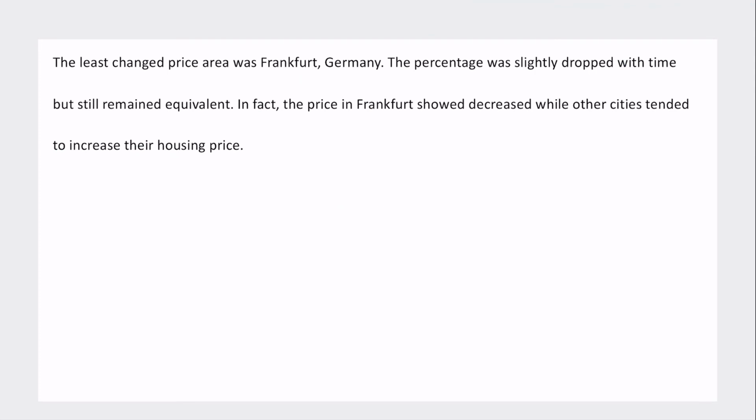"The least changed price area was Frankfurt, Germany. The percentage was slightly dropped." The percentage slightly decreased "over time, but still remained equivalent. In fact, the price in Frankfurt showed a decrease, while other cities tended to increase their housing price."